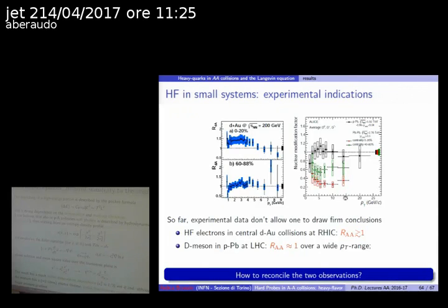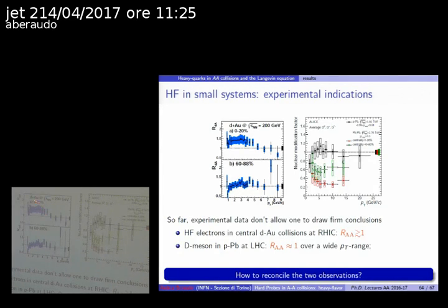So the question could be, what happens to heavy flavor? The experimental situation is more or less the following. For instance, this is the nuclear modification factor of the D mesons at ALICE, at LHC, and you see, of course, experimental data still have quite large systematic error bars. These are non-photonic electrons, so these are electrons from heavy flavor decay, from the decays of charm and beauty hadrons, measured at RHIC in deuteron-gold collisions.